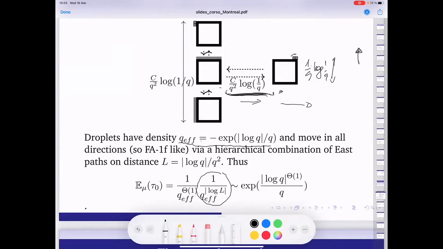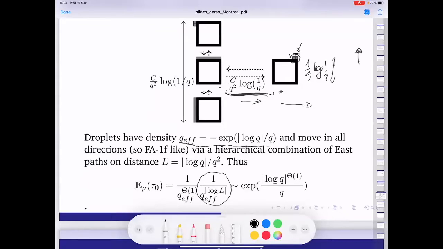But notice that this distance is order 1 over q squared. So the log of this distance is not the log of the distance to the next droplet. It's just the log of the distance to the next couple of empty sites. So this is a finite region. So it is not going to look to the next droplet. And so the log of this distance just brings another additional log correction.